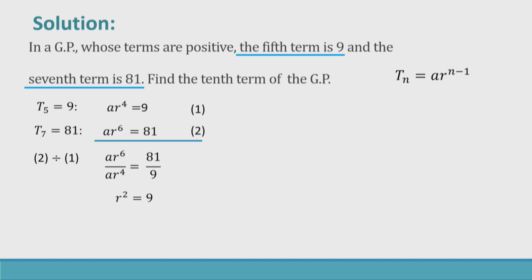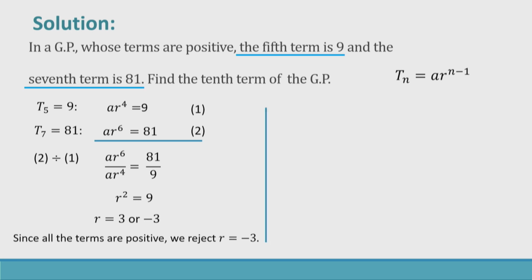A will cancel. I will get R power 2 equal to 9. So R will be equal to 3 or negative 3. So going back to what I said earlier, here all the terms are positive. If all the terms are positive, this means that I cannot have a negative common ratio. So here we will reject R equal to negative 3. Therefore, R will be equal to 3.